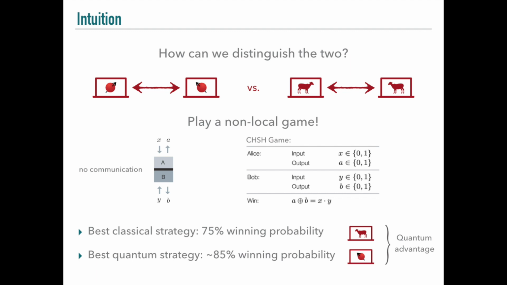Then the device will do something and will spit out another number A, which will also be a bit 0, 1. Similarly for Bob, Bob can choose his input Y, and the device will do something, and it will give him this output B.